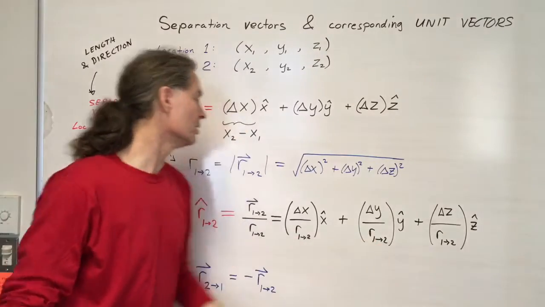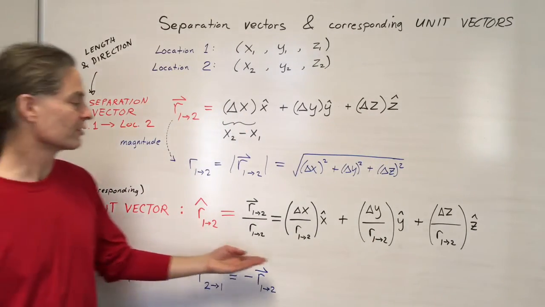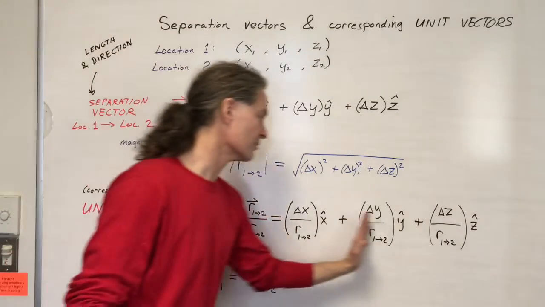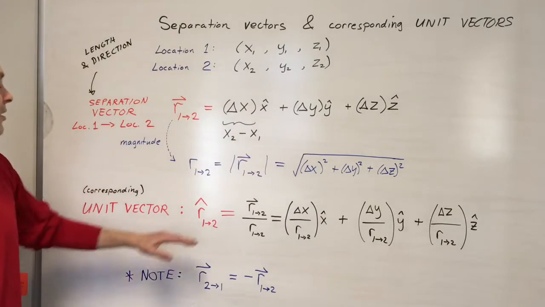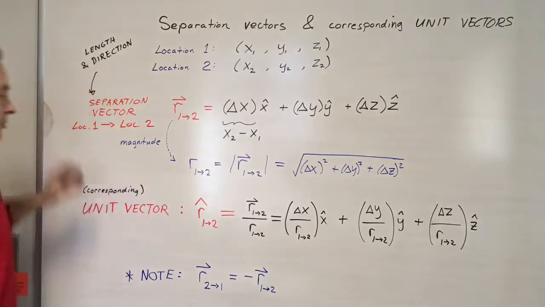Running that through, if we want to look at the components of the resulting unit vector, those components will necessarily be as follows. And then this is the three-dimensional representation of that unit vector corresponding to the separation vector from location 1 to location 2.